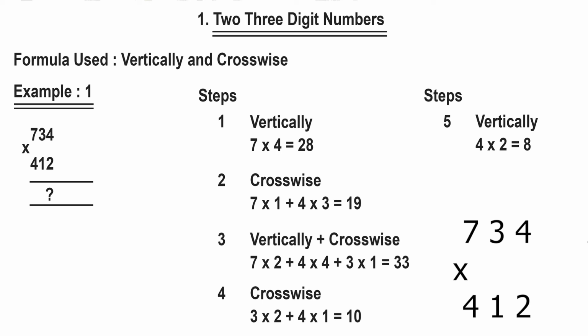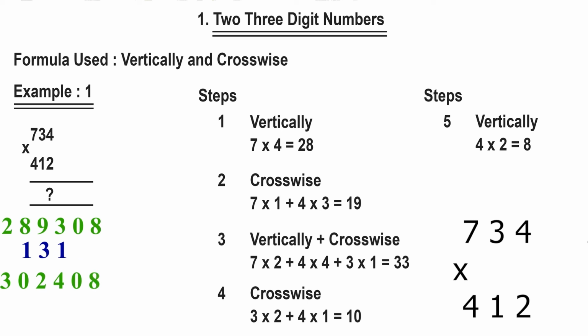Now let's start writing the answers we got in steps 1 to 5 as shown on the screen. Take a look at the bottom left hand side of your screen. We begin by writing the number 28 from step 1. Next, we write 19 from step 2 as shown on your screen with a 1 below and 9 above. We now continue writing the rest of the numbers with the same pattern, that is 33 with a 3 below and a 3 above, 10 with a 1 below and a 0 above, 8 with a 0 or nothing below and an 8 above.